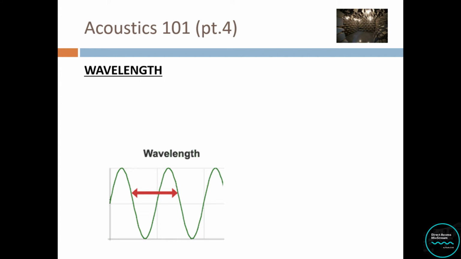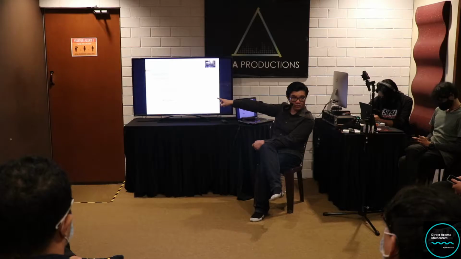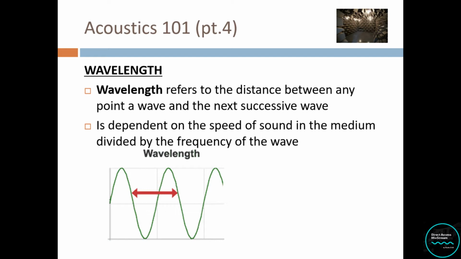Then wavelength. So wavelength is not a property of sound, it's one of the measurement parameters. Wavelength is the distance between any point on one wave and the same point on the next wave. So you can measure it from the peak of one wave to the peak of the next wave, right? Or you can measure it from the 0 point, that also works. Now this is dependent on the speed of sound.